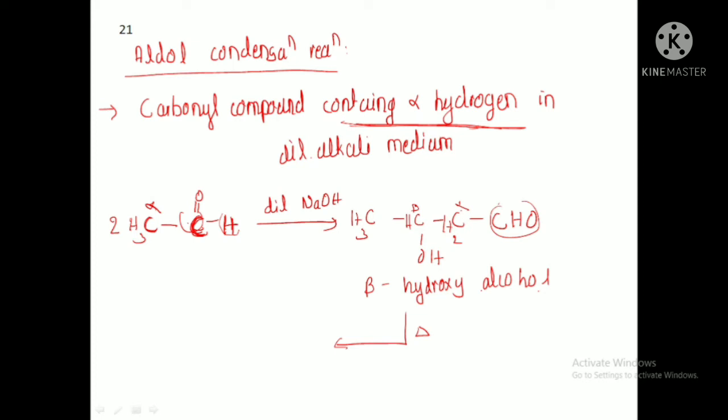This beta hydroxy alcohol on heating, what will happen? The OH group will be removed from the beta carbon and hydrogen will be removed from the alpha carbon atom. So I will get CH3, CH double bond CH, CHO. This is the reaction. I will get an unsaturated compound. So simply you can write this reaction like this.